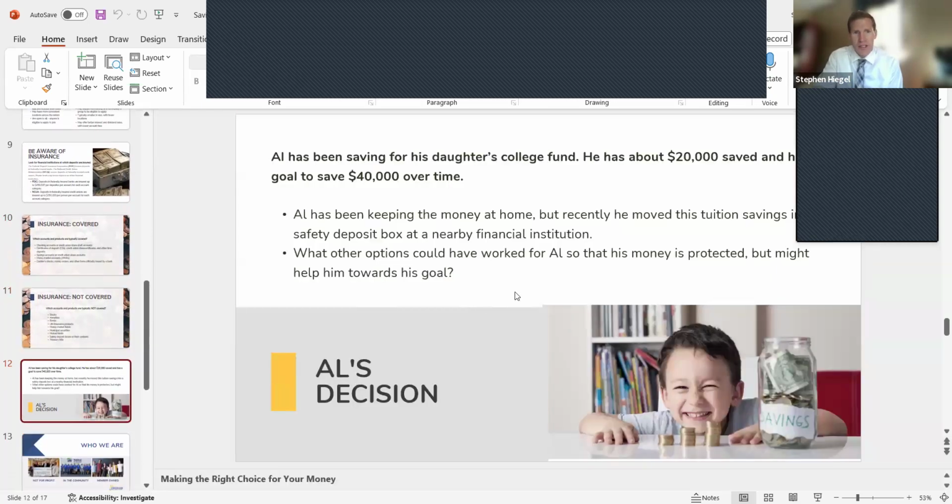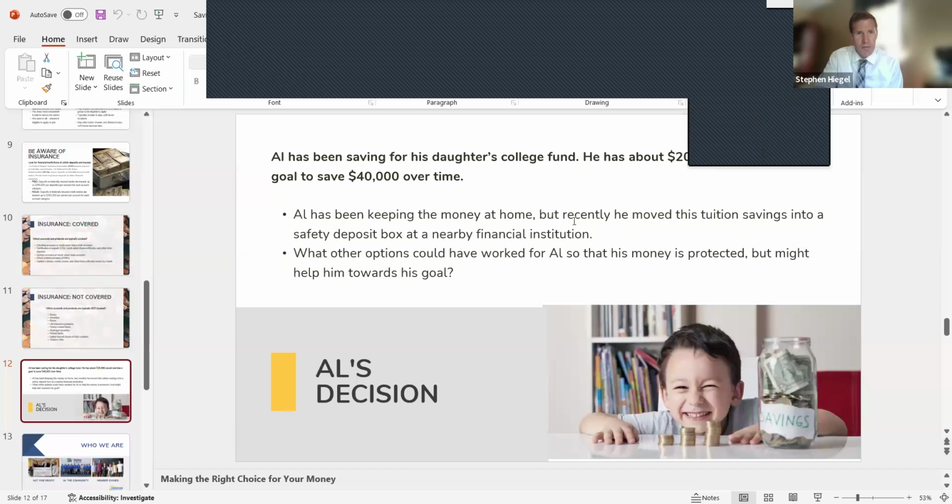Give an example. Al has been saving for his daughter's college fund. He has about $200,000 saved and has a goal to save $40,000 over time. Al has been keeping the money at home, but recently he moved his tuition savings into a safety deposit box at a nearby financial institution. What other options could have worked for Al so that his money is protected, but might help him toward his goal?